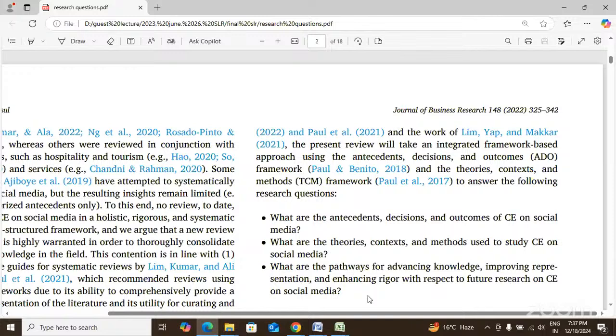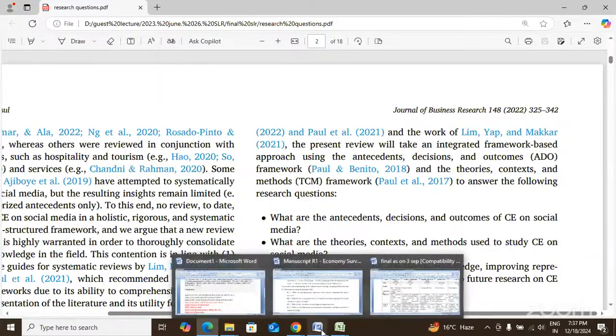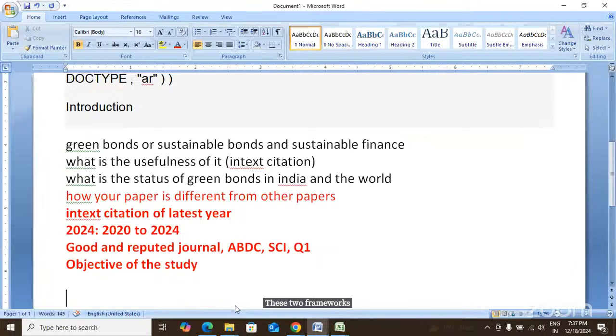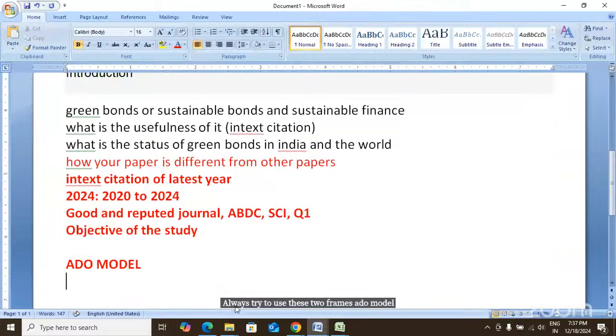So you will find the research questions in an SLR paper are more or less the same that we write for all SLR papers. Let me tell you one thing: always try to use these two frameworks, the ADO model and the TCCM framework. I'll tell you what exactly they are.